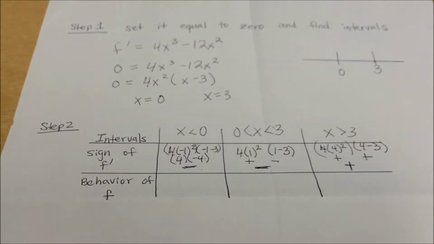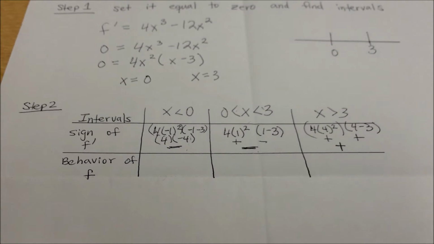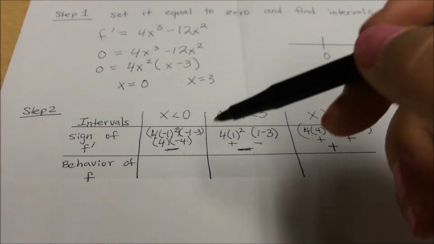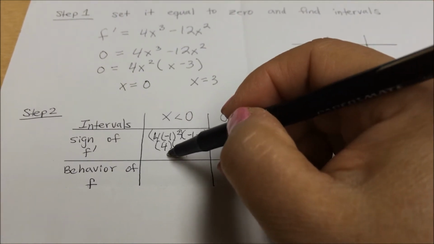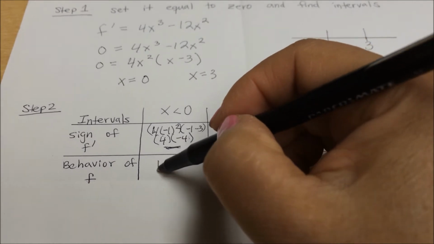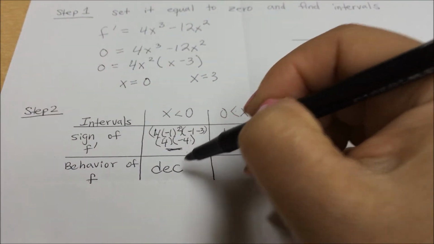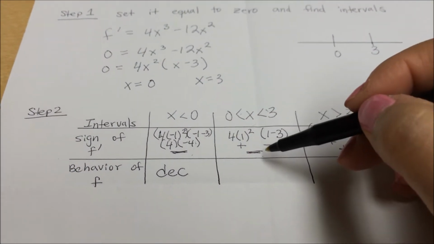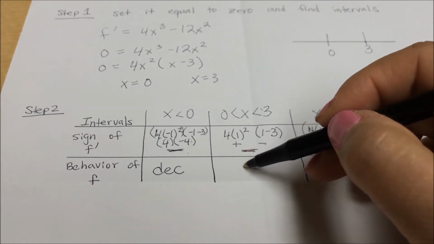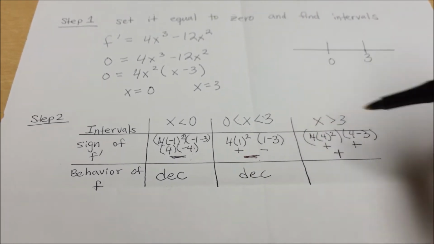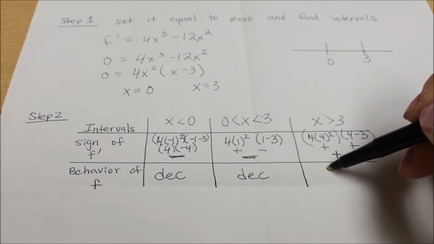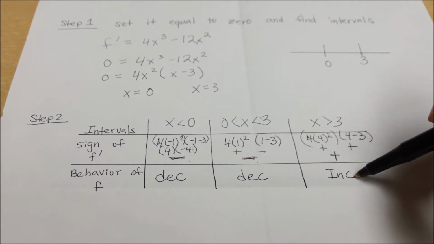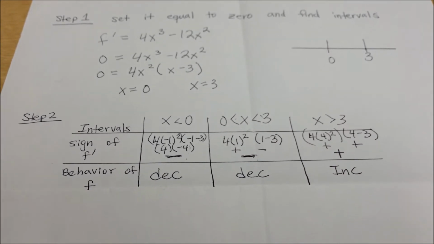The next part is the behavior. The behavior we're writing is increasing or decreasing depending on the sign. Since this one is negative, it's decreasing. I'll shorten it and put DEC for decreasing. This one is negative, so it's decreasing, and this one is positive, so it's increasing. That's step number 2.